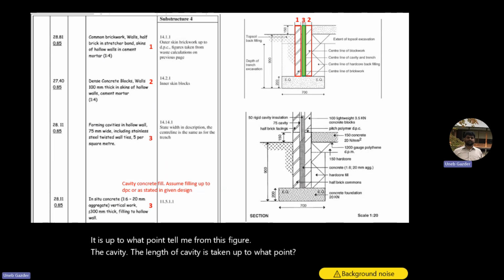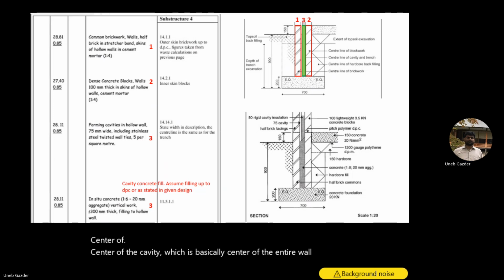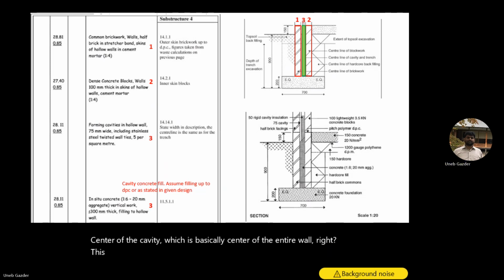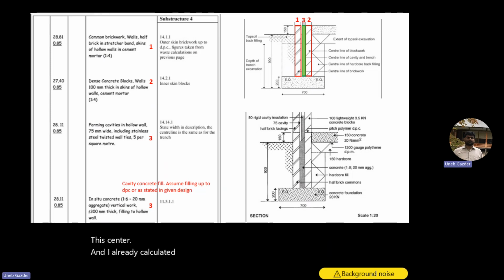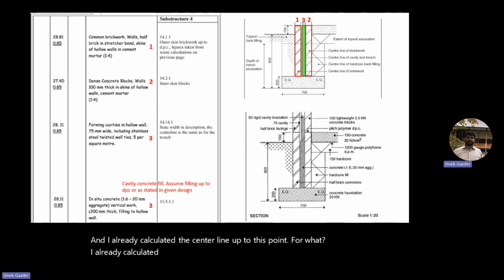Center of the cavity, which is basically center of the entire wall, right? This center. And I already calculated the center line up to this point. 28.11 was already calculated. That's why I didn't do it again. Did we do the length calculation for cavity? We didn't do it, right?